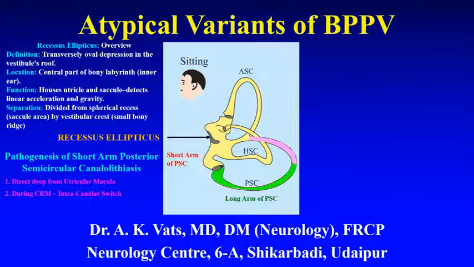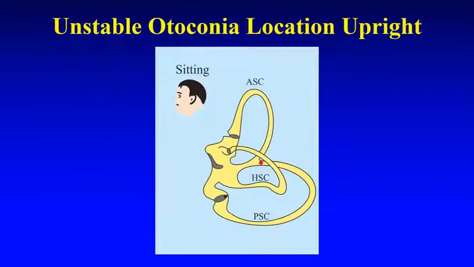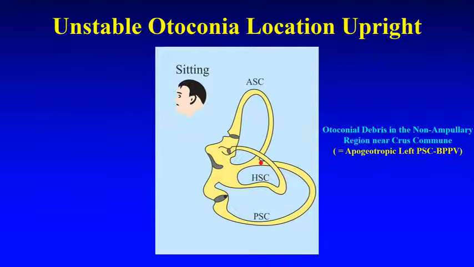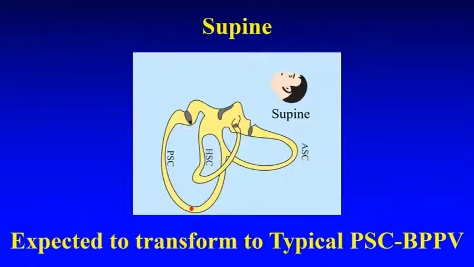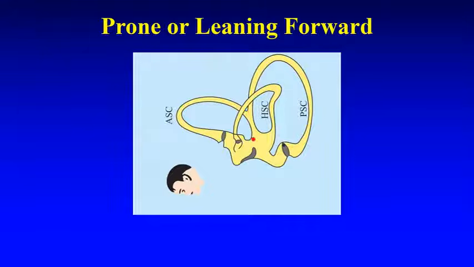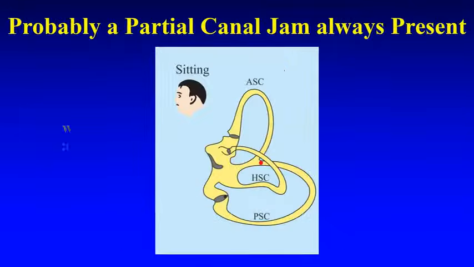With this, we start with the apogeotropic type. This is the location of the otoconial debris in apogeotropic posterior semicircular canal BPPV, which is an unstable location. Why? Because if the patient lies supine, it is expected to convert into the typical periampullary posterior canal BPPV variant, and if the patient bends forwards or lies prone, it is expected to autocorrect, but it seldom occurs like that.